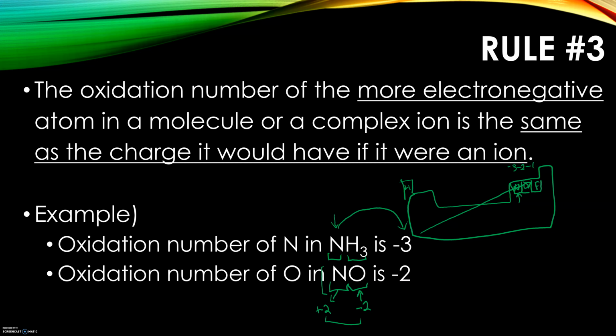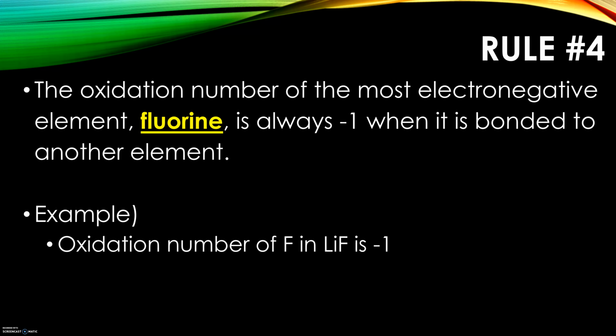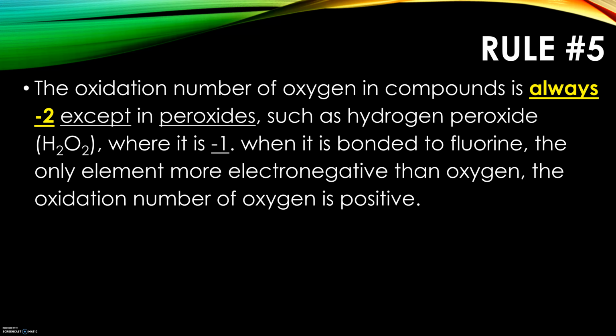Again, rule 4 kind of follows in the same vein. It talks about fluorine. Fluorine is the most electronegative value, which means there is no other element on the periodic table that can beat it in terms of electronegativity, which means fluorine will always keep an oxidation number of -1. All right? Like I said, this ties in with rule 3. And then rule 5 also ties in along with this, because rule 5 talks about oxygen. Oxygen is the next most electronegative element after fluorine. So oxygen keeps its charge of -2 as an oxidation number. However, like all things, there can be exceptions.